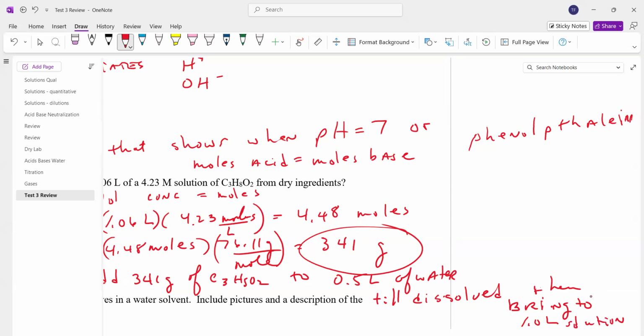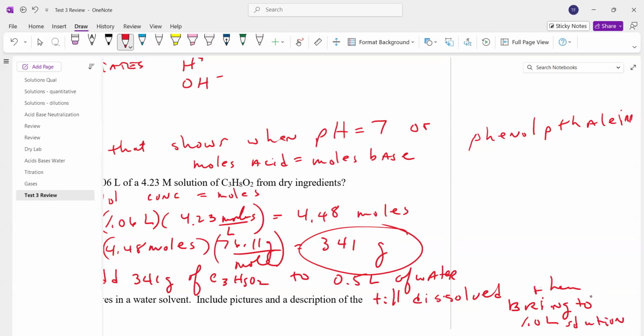Okay, so we need 341 grams of the propionic acid. We're going to dissolve that in 0.5 liters of water. Now, it doesn't matter if it's 0.5, 0.4, 0.6, just something less than 1.06. It's whatever you like, as long as it's less than what you're bringing the total volume up to.